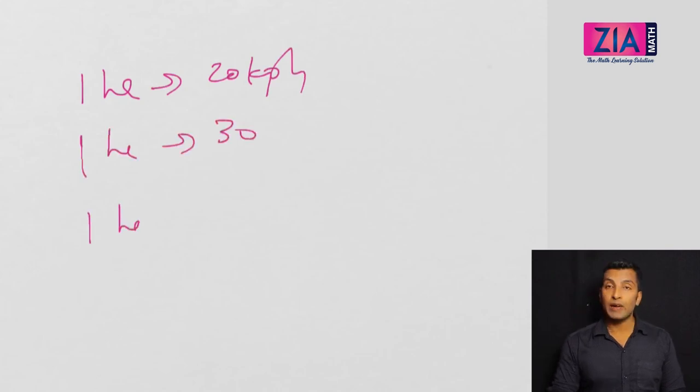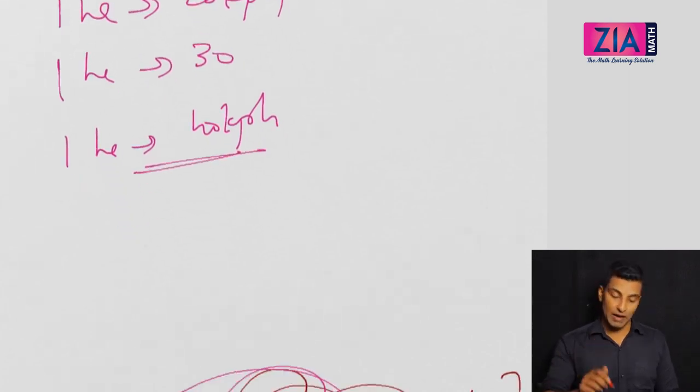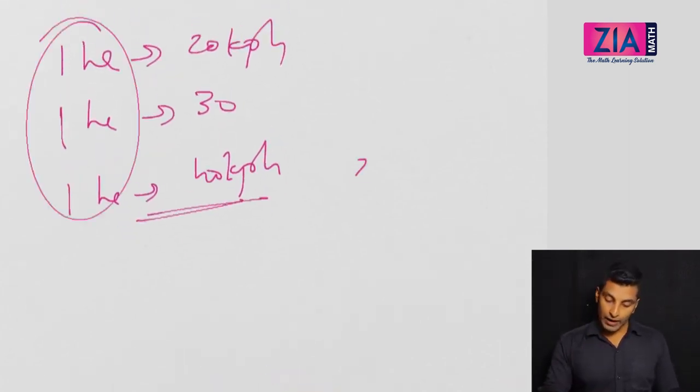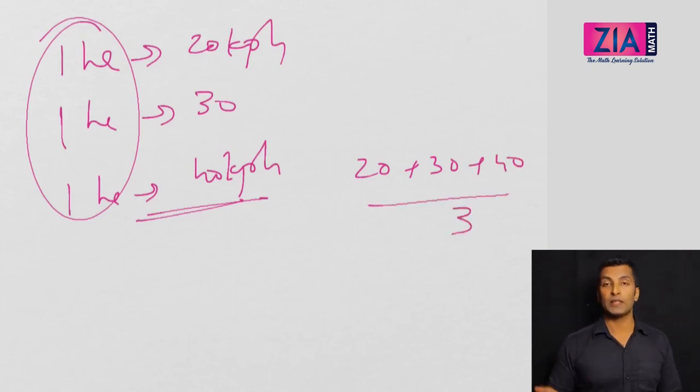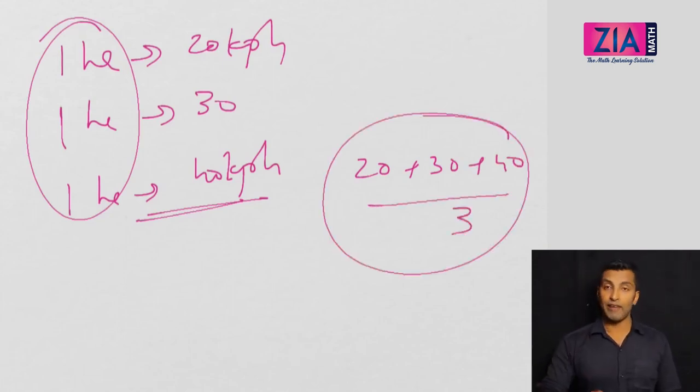What if 3 speeds are there? First 1 hour 20 kph, next 1 hour 30 kph, next 1 hour 40 kph. Then also you need to do the same thing. Take the simple average because the time taken is the same. So 20 plus 30 plus 40 divided by 3, which is 1 plus 2 plus 3 hours. Okay, so you'll get the average speed.